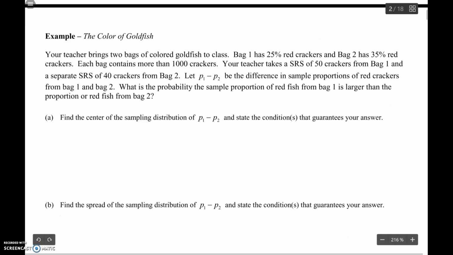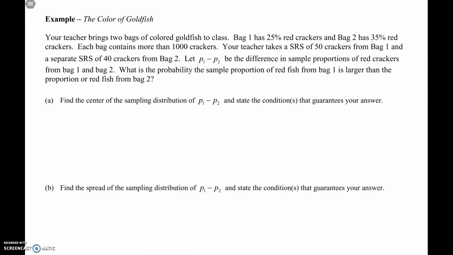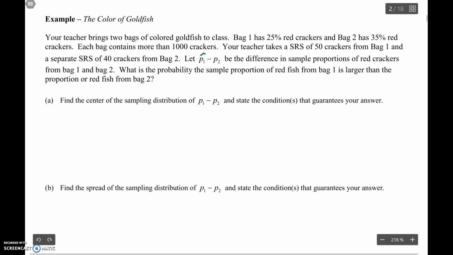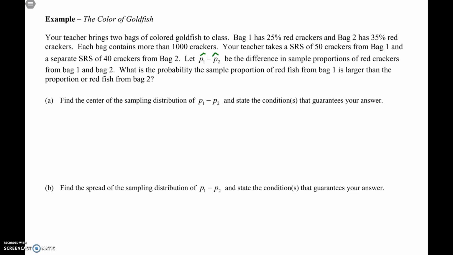All right, so let's do this example here. The color of goldfish. Your teacher brings 2 bags of colored goldfish to class. Bag 1 has 25% red crackers. Bag 2 has 35% red crackers. Each bag contains more than 1,000 crackers. Your teacher takes a simple random sample of 50 crackers from bag 1 and 40 crackers from bag 2. Let p hat 1 minus p hat 2 be the difference in the sample proportions of red crackers from bag 1 and bag 2. What is the probability that the sample proportion of red fish from bag 1 is larger than the proportion of red fish from bag 2?